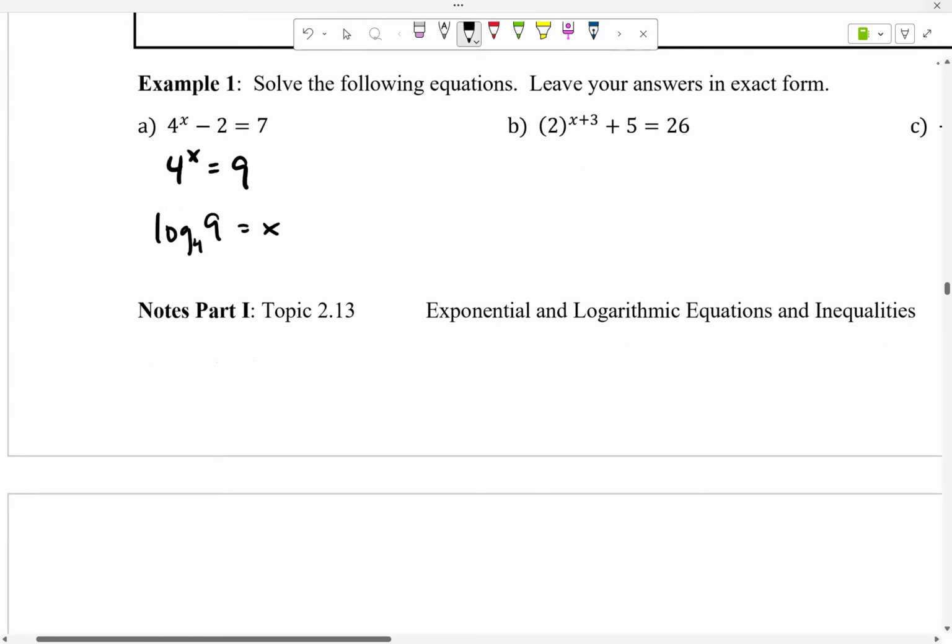But if you wanted to be fancy, we could realize that 9 is a special number. It's 3 squared, which means we could also write log base 4 of 3 squared. So that's the same thing as 2 log base 4 of 3. But your answer is fine. It's fine to leave it as log base 4 of 9, unless it says something like use the properties of logarithms to simplify completely. But it's fine as it is. You solved for x. I'm quite happy.